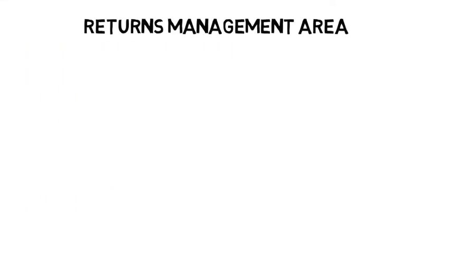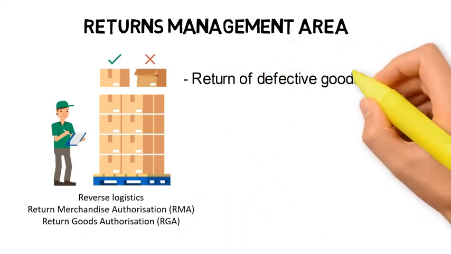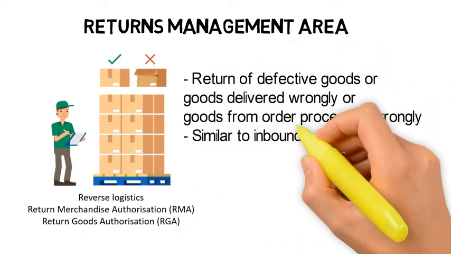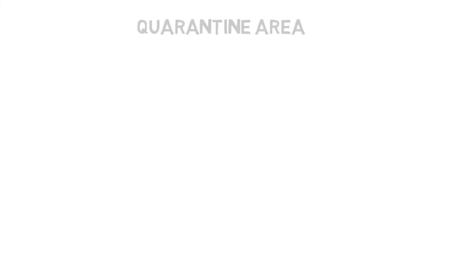Goods are sometimes returned to the warehouse for various reasons, such as defects or wrongly delivered or processed orders. The management of returns is also known as reverse logistics, RMA or RGA. The process is similar to the inbound process, except that it requires a thorough 100% check before the goods are either put back to storage locations for sale or put aside for disposal.